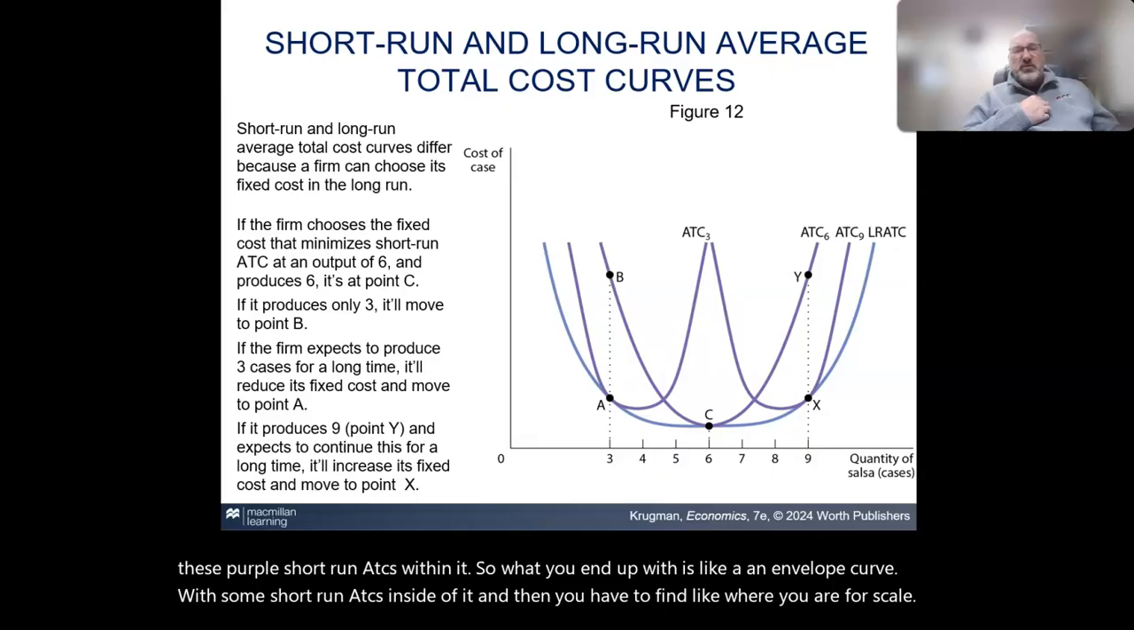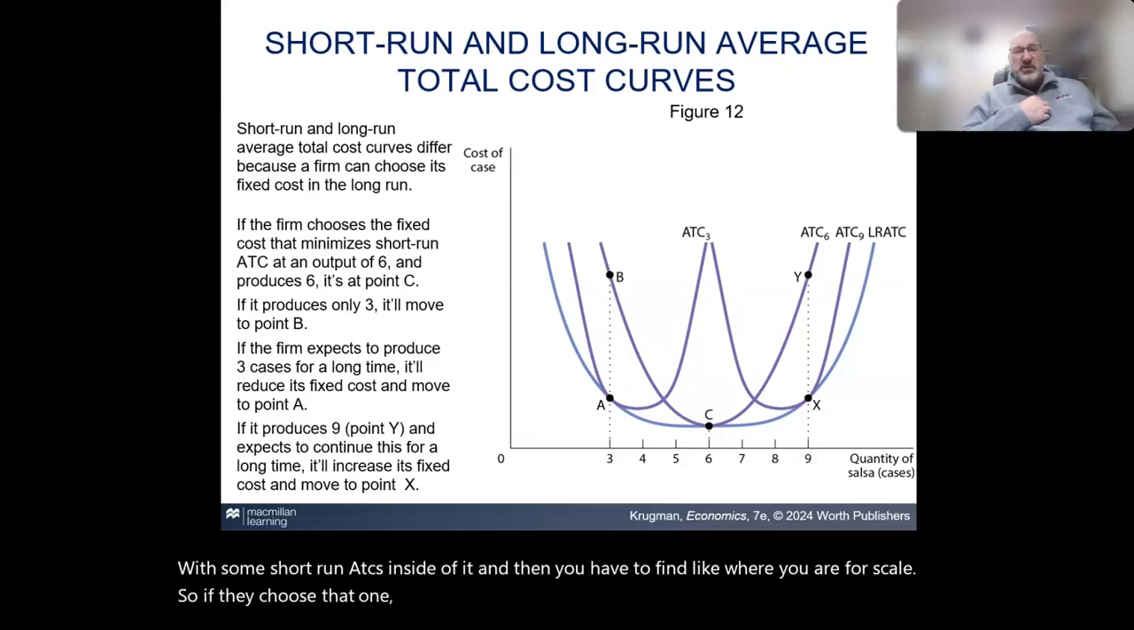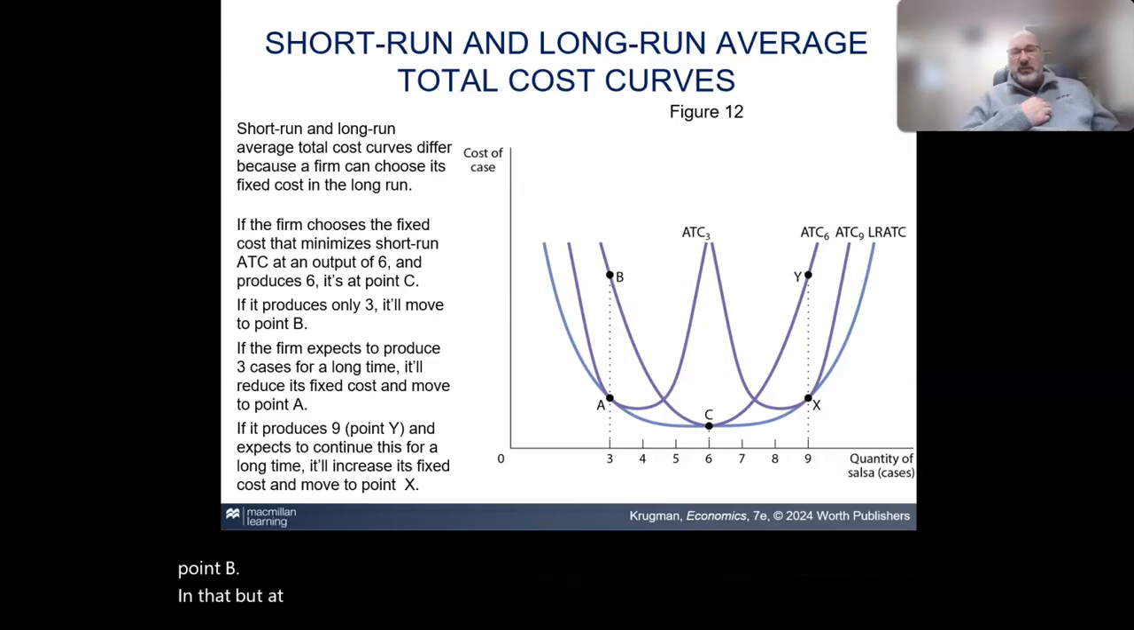So if they choose the one that minimizes at 6, at point C, it's at point C. If it produces 3, it moves to point B. But at point B, you really would have been better off to be on ATC 3 rather than ATC 6. So because of where you are.